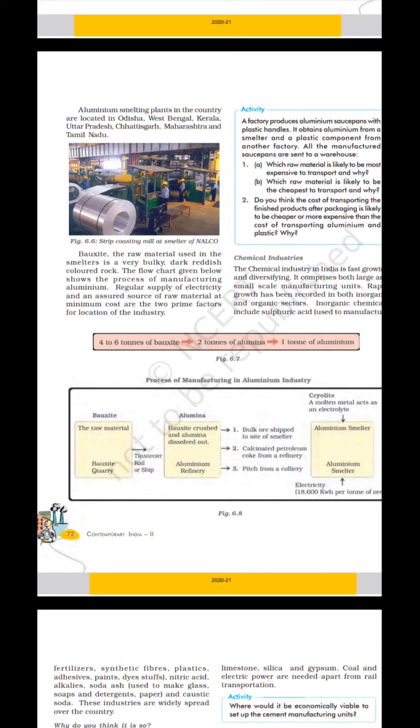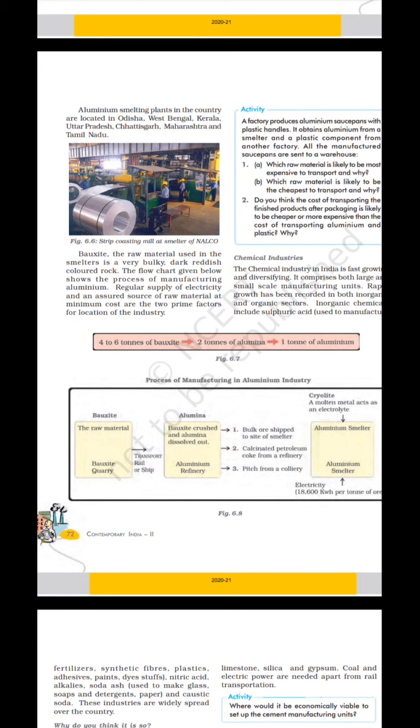Chemical industries. The chemical industry in India is fast growing and diversifying. It comprises both large and small scale manufacturing units. Rapid growth has been recorded in both organic and inorganic sectors.